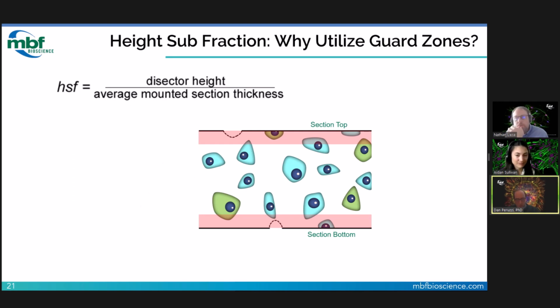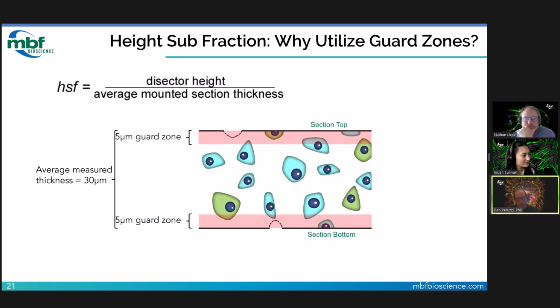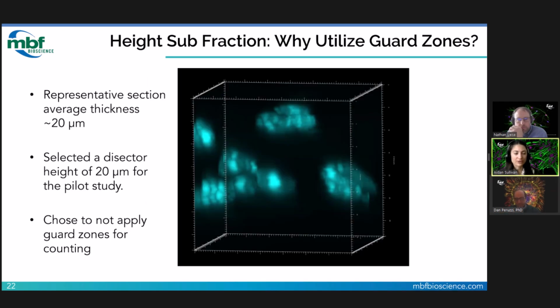So if we put some numbers on this, if we had a 30 micron thick section and we needed to use 5 micron guard zones on the top and bottom, that would mean we can only have a 20 micron tall dissector. Okay, yeah, so you have to account for the guard zone height needed when you're choosing that dissector based on the total extent of the tissue that you have available.